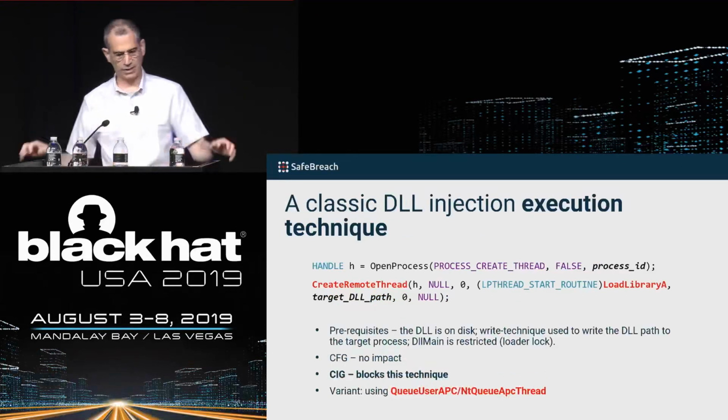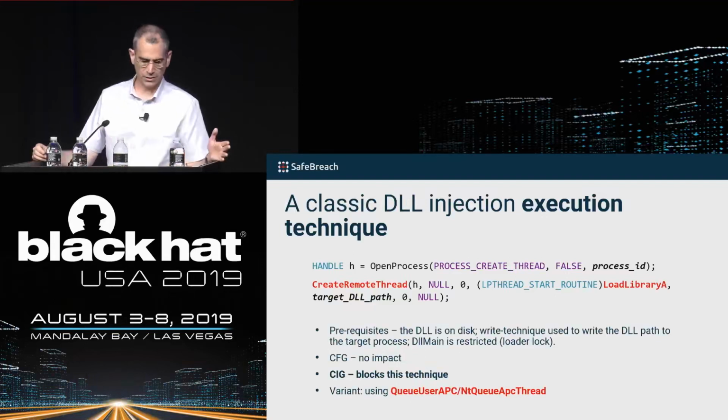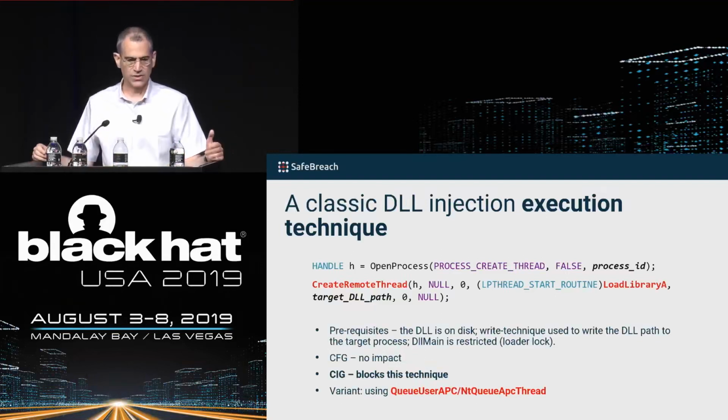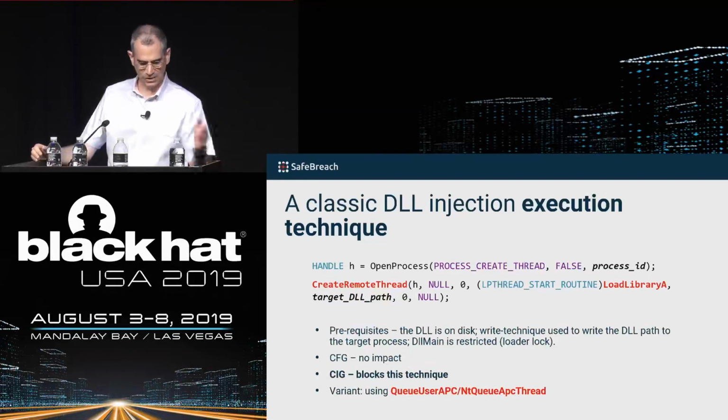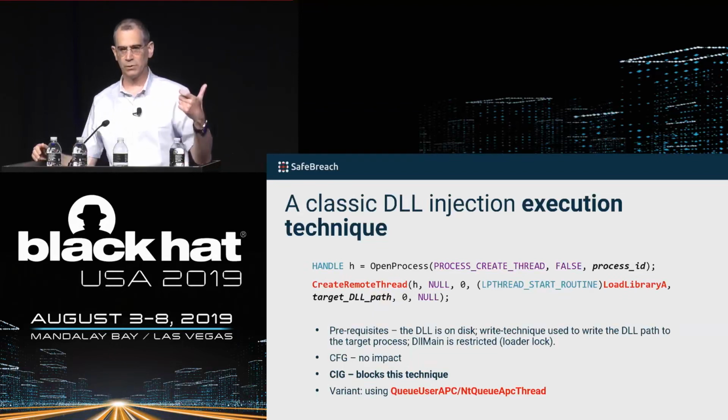We also have classic DLL injection execution techniques. One of them would be using CreateRemoteThread again, assuming that we already have the DLL path in memory using a writing technique. Then we can invoke CreateRemoteThread that invokes LoadLibraryA, with the single argument being a pointer to the memory that we filled with the DLL path.